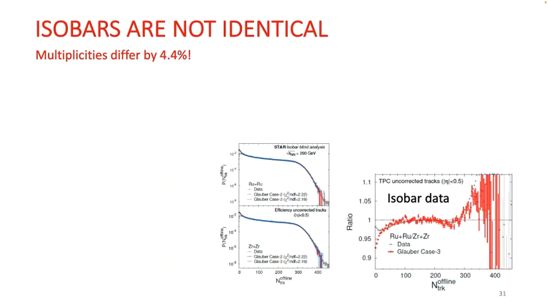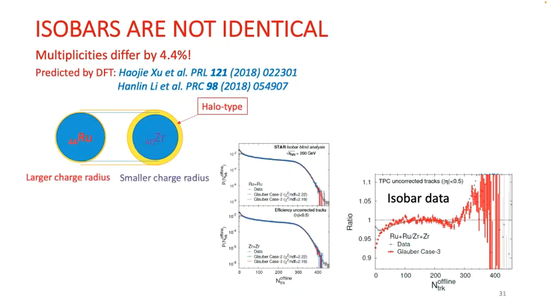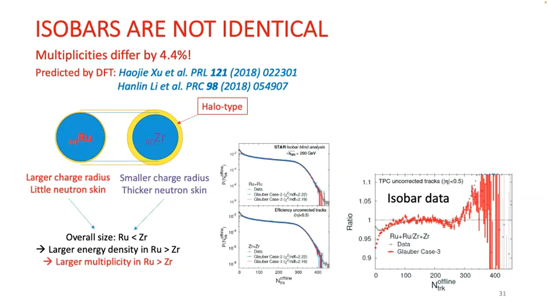Why are the multiplicities so different? And this is because the two nuclei are different. They are of different sizes. And it turns out that when you do a nuclear structure calculation by DFT, you see that the ruthenium nucleus is a bit smaller than the zirconium because the zirconium has a thicker neutron skin. And therefore, in ruthenium collisions, you have slightly higher energy density. And therefore, you have slightly more multiplicity, larger multiplicity by a few percent.